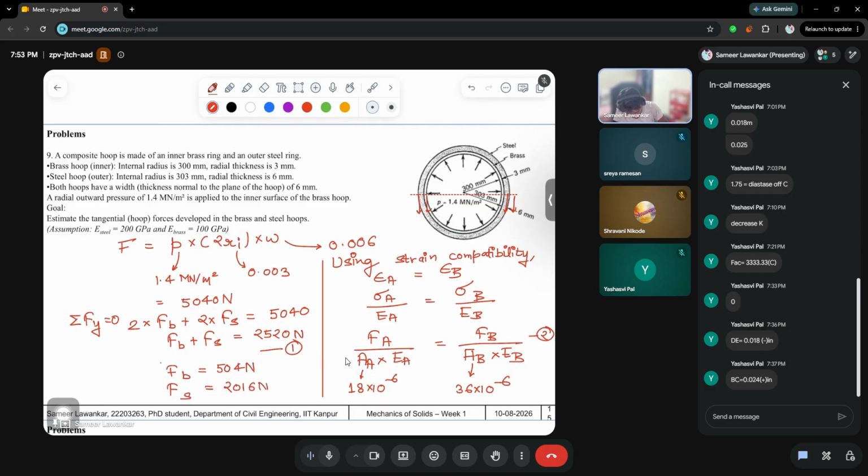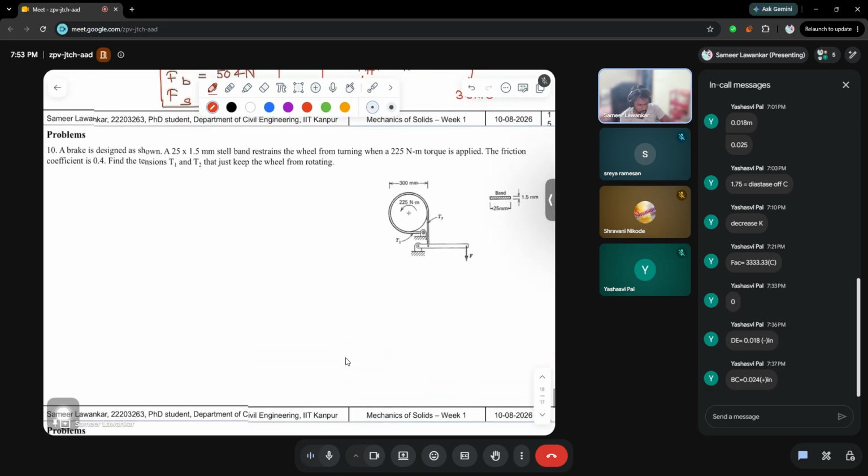Okay, so I'm just leaving the calculation portion. The major understanding has been explained up here. You just need to use the strain compatibility and summation of equilibrium forces. Okay, fine. So that was your ninth question. Let's look at the last final question and then we can end the session.